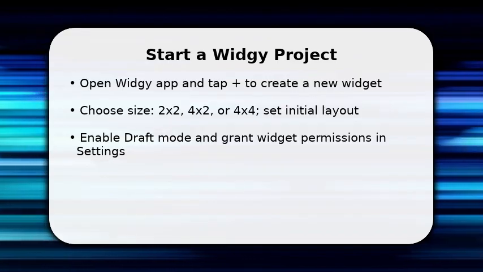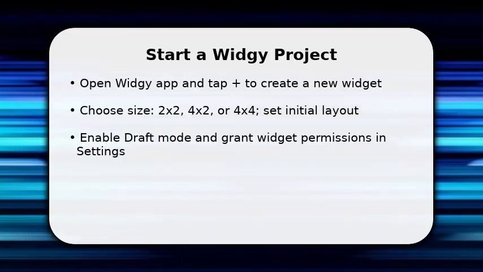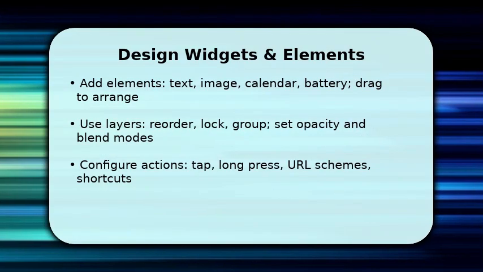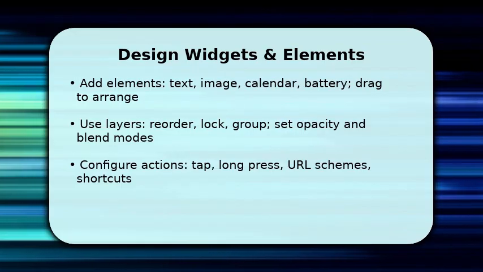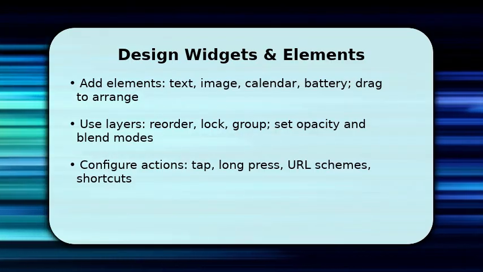to your home screen. Make sure permissions for photos and fonts are enabled if you plan to use custom assets. Next, add and arrange elements: text, images, calendar entries, or battery indicators by dragging and resizing directly on the canvas. Use layers to stack items, lock finished layers to avoid accidental moves, and group related elements for consistent positioning. Adjust opacity, fonts, and blend modes to match your style.